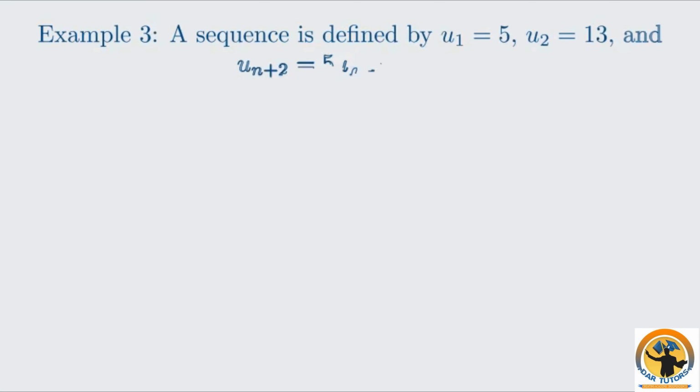A sequence is defined by u sub 1 equals 5, u sub 2 equals 13, and the recurrence relation u sub n plus 2 equals 5 times u sub n plus 1 minus 6 times u sub n. We need to prove that the general formula is u sub n equals 2 to the n plus 3 to the n.